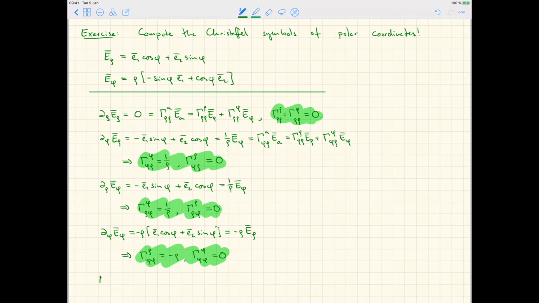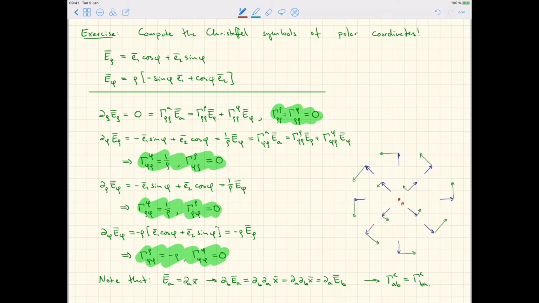It should be noted that we have here found that gamma phi rho phi is equal to gamma rho phi phi. This is not a coincidence, but rather a direct result from the definitions. Since EA is equal to the partial derivative in the A direction of the position vector, this means that if we take the derivative in the B direction of this vector, we find that this is dB, dA acting on x. Exchanging the order of the partial derivatives, we find that this is dA, dB acting on x, which is equal to dA acting on EB. This means that gamma ABC must be equal to gamma BAC.